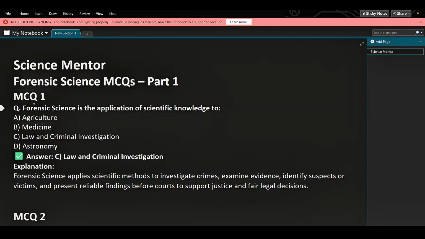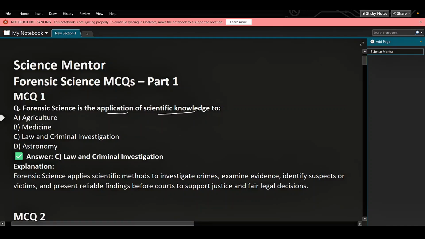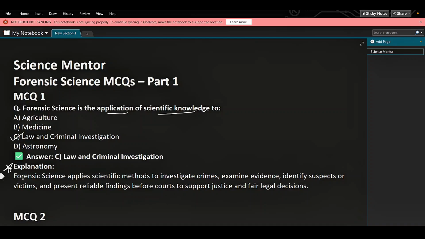So let's begin with our very first question, which is: forensic science is the application of scientific knowledge to what? Option A is agriculture, medicine, law and criminal investigation, D is astronomy. So the correct answer is law and criminal investigation. Here is the explanation: forensic science applies scientific method to investigate crimes, examine evidence, identify suspects or victims, and present a reliable finding before court to support justice and fair legal decisions.